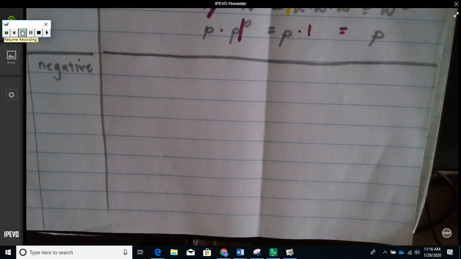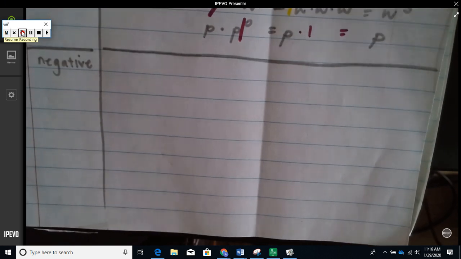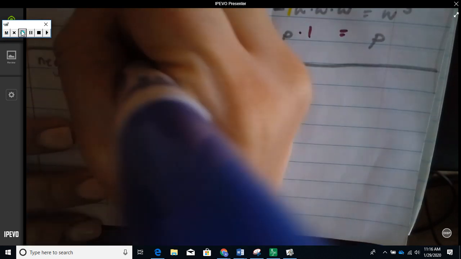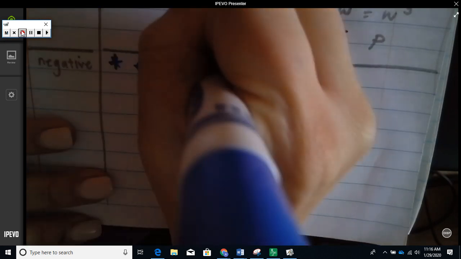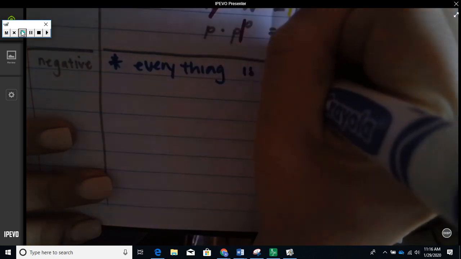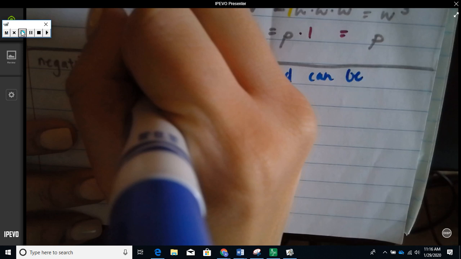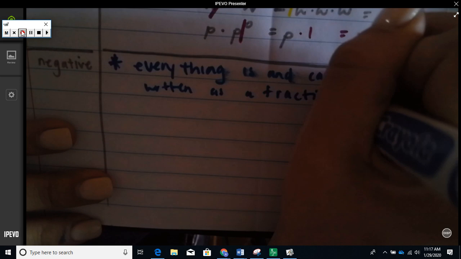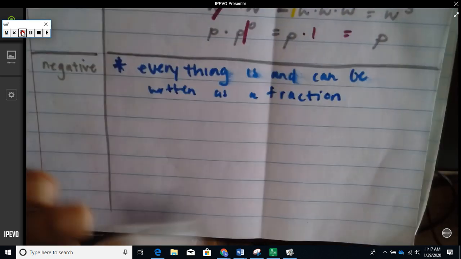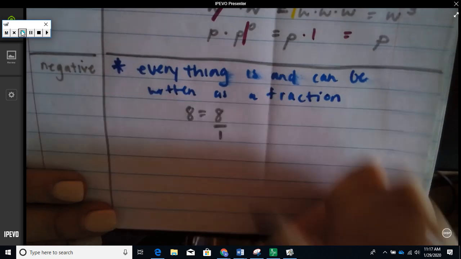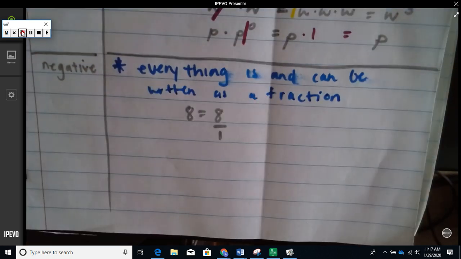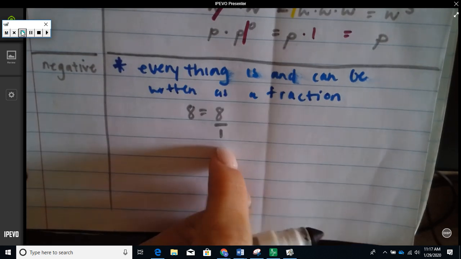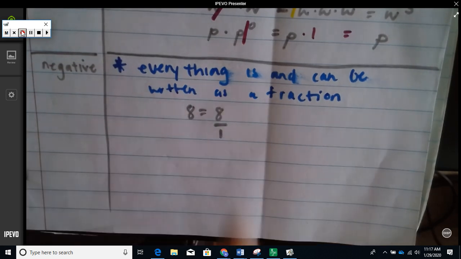All right, so for the negatives, you have a negative. Everything you need to remember this: everything is basically, and can be, written as a fraction. So even whole numbers, we can write them as a fraction. Even when you have 8, 8 is equal to 8 over 1. So everything is a fraction. We just don't write it as a fraction because 8 is more simplified than 8 over 1. So we write 8, but technically it's 8 over 1. Okay, I need you to remember that.